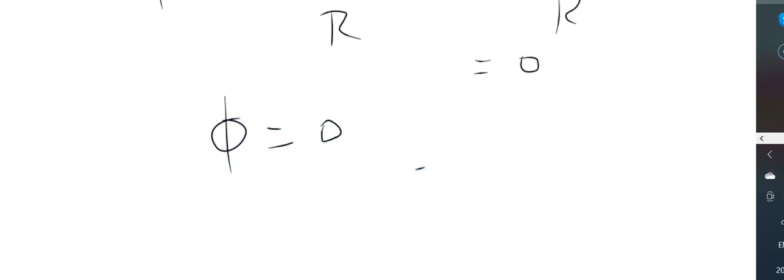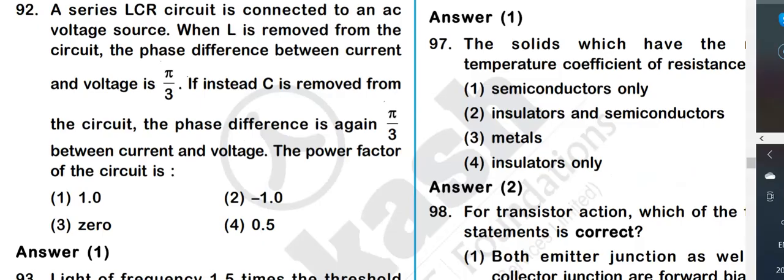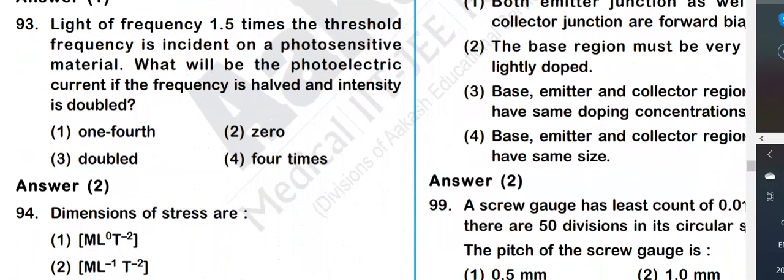What will be the power factor? Power factor cos phi is equal to cos 0, which is equal to 1. So the answer is 1. Option A is the correct answer. Now coming to the third question.